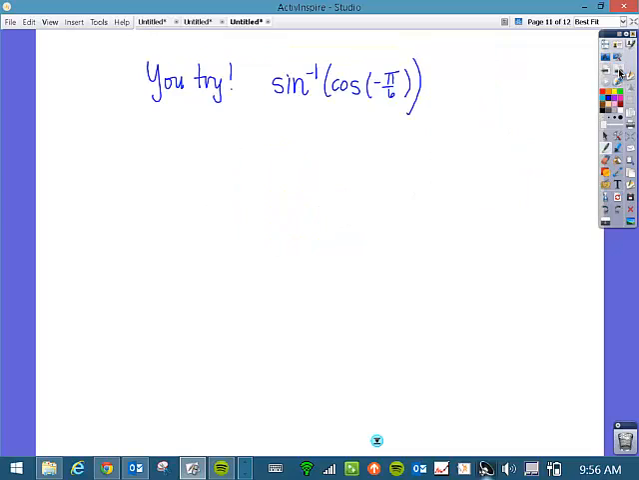All right, next one, go ahead and pause your video. Write this down on your paper. Try this problem all by yourself to see if you get it. So pause your video and attempt this.